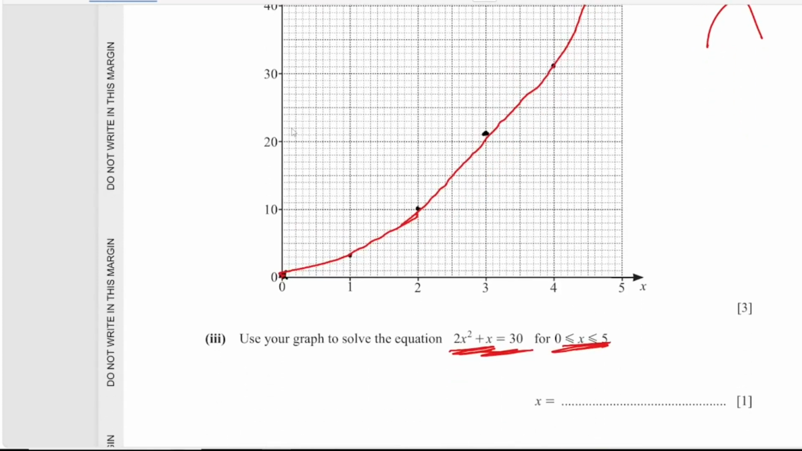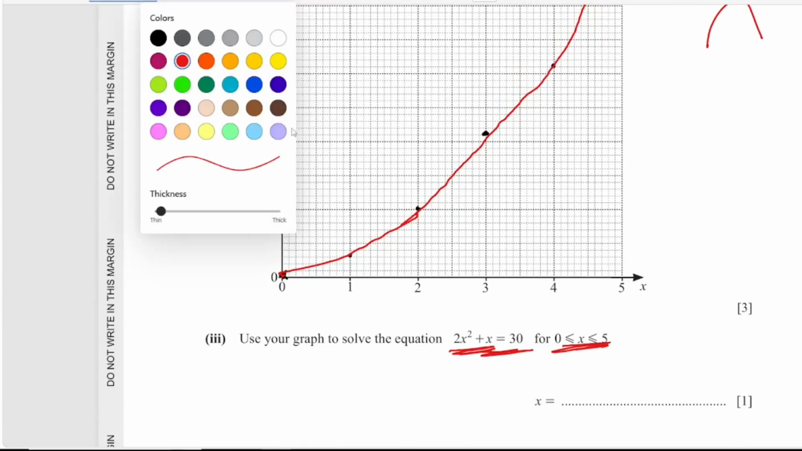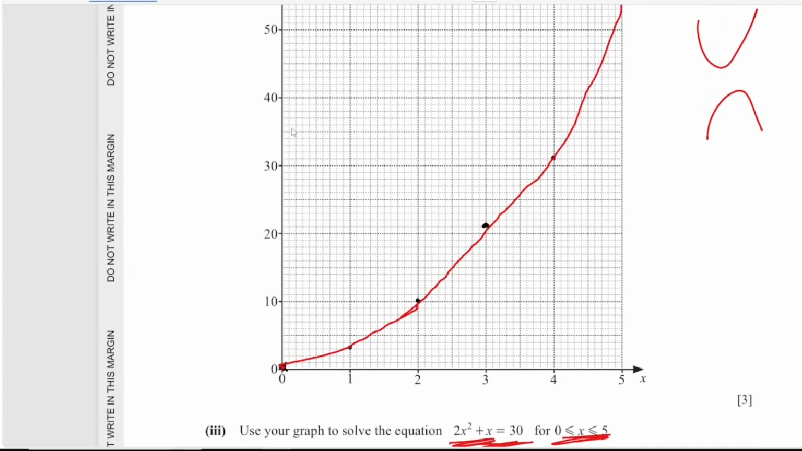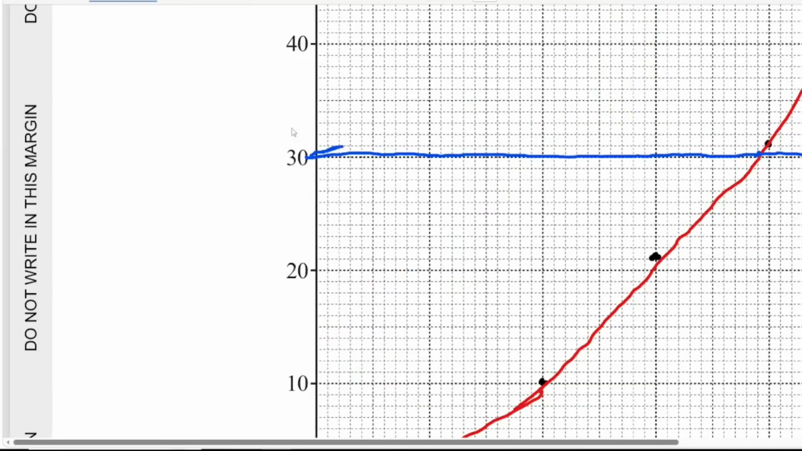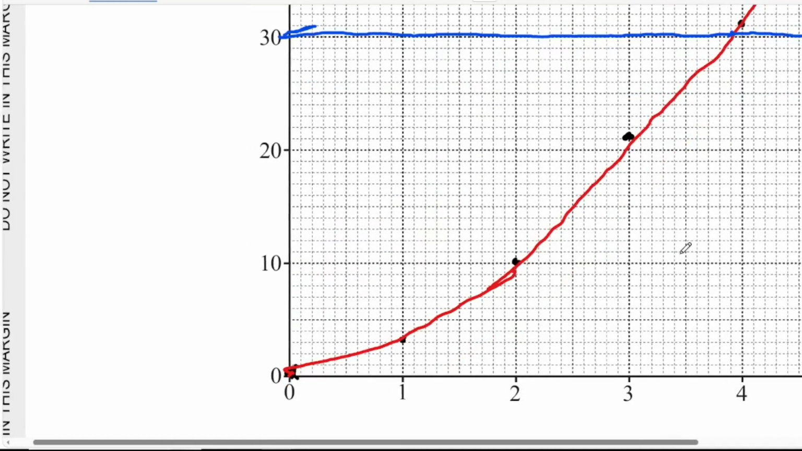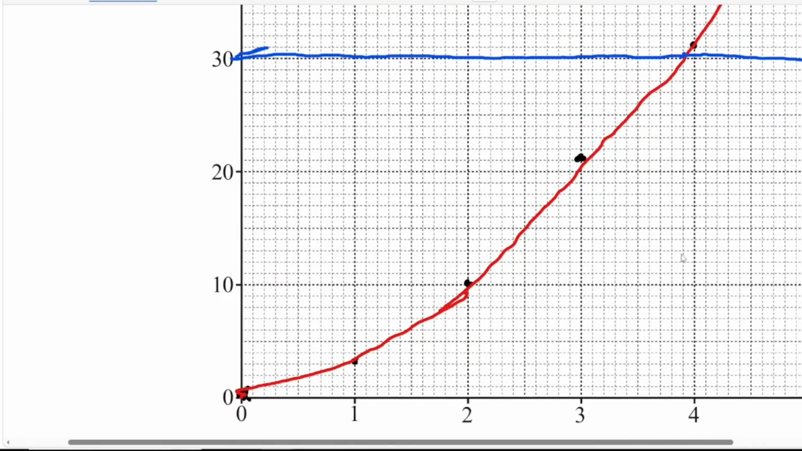The 2x squared plus x is what we've already sketched over here. And now equal to 30 means that you're going to draw a straight horizontal line through the y-axis at 30, and find out where it goes through over here. This is 30. And then pick where the two curves meet. So we may zoom in and check where they meet. They meet somewhere in between over here. Or better, trace 30 until you meet the curve, and then you reduce it down.